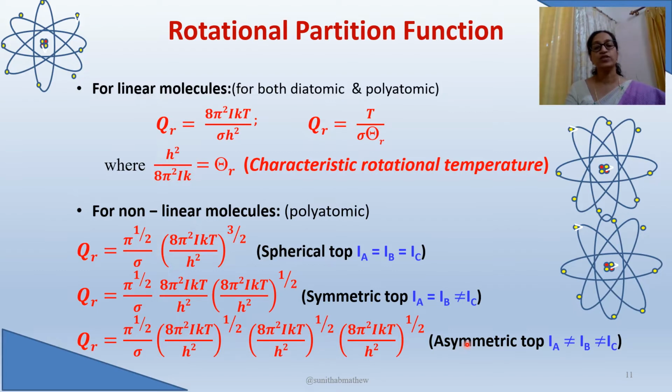And for an asymmetric top, where I_A, I_B, I_C, all three are different, we have root π/σ times (8π²I_AkT/h²) to the power half, (8π²I_BkT/h²) to the power half and (8π²I_CkT/h²) to the power half. For I_A, I_B and I_C, different terms will be used and it can be written as a product which will give the value of q_R.